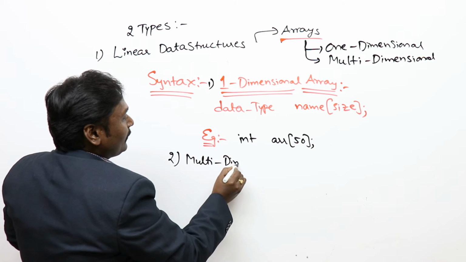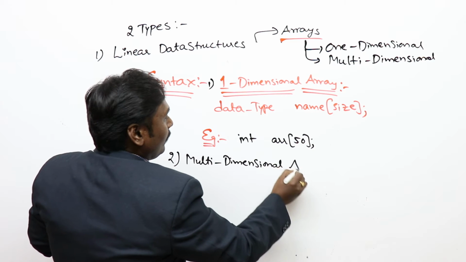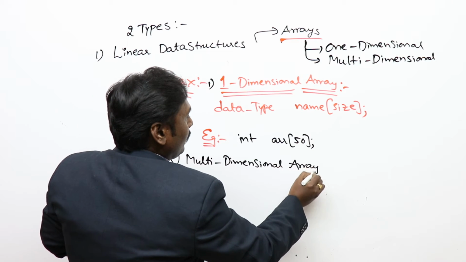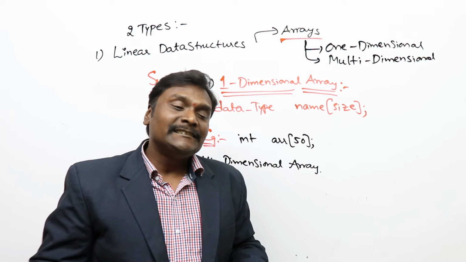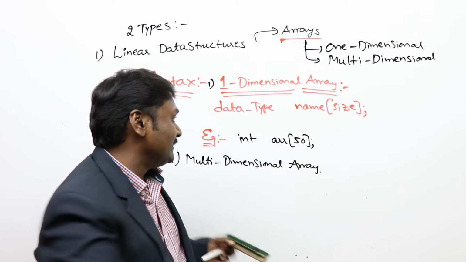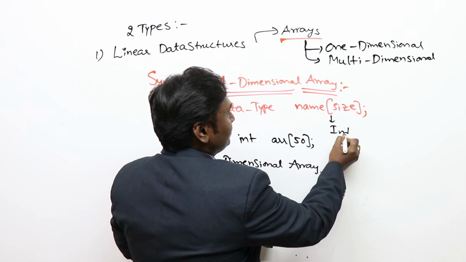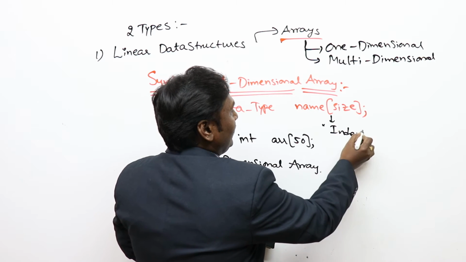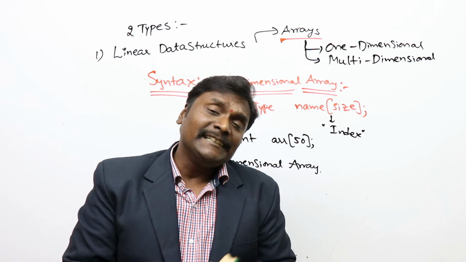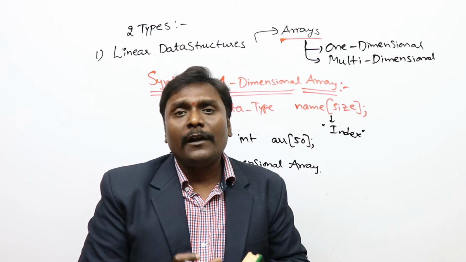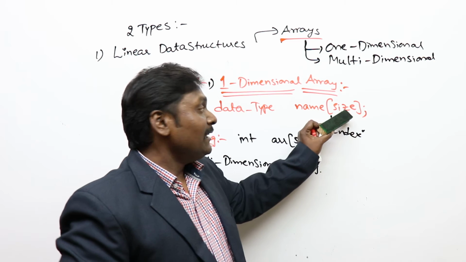So whenever we are talking about a multi-dimensional array, the syntax is that we can have multiple dimensions. What do you mean by dimension? It is nothing but an index. It will have a specific size, and the size represents how many elements we can store in memory.